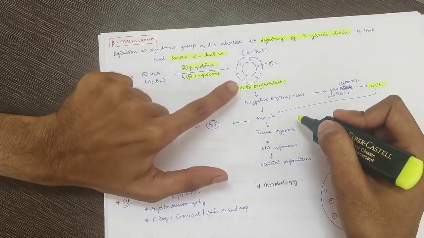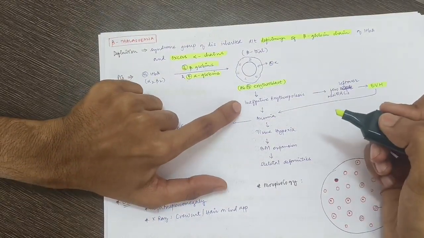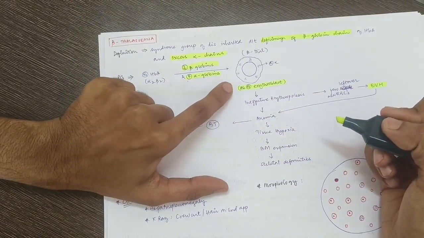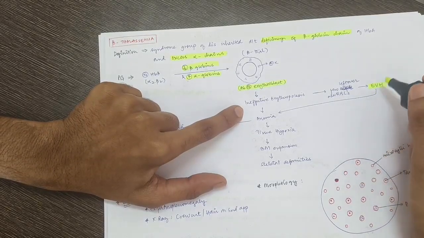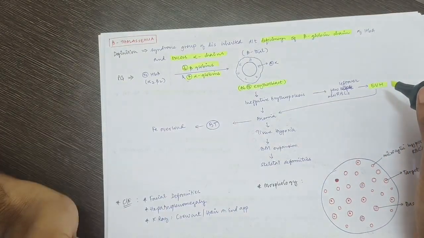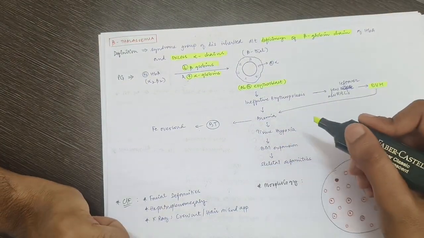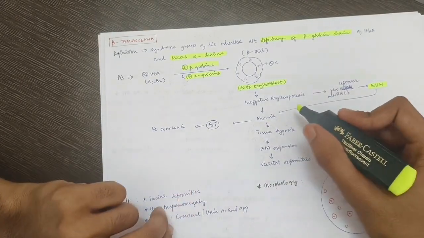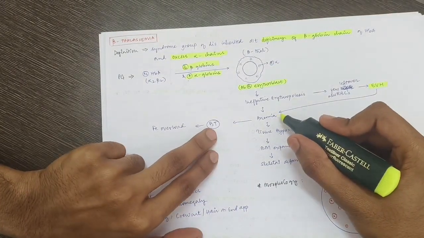What are the three causes? One is abnormal erythroblast production, the next is ineffective erythropoiesis because of the abnormal erythroblast, and the third cause is extravascular hemolysis. These are the three causes which lead to anemia in case of beta thalassemia. So after anemia is caused, you are going to do repeated blood transfusion.